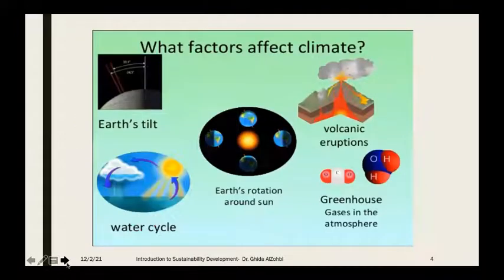There are many factors affecting climate. Some of these factors are natural factors and some of them are human factors. The natural factors are the earth tilt, the water cycle, the Earth's rotation around the sun, and the volcanic eruptions. However, the human factors are the emission of greenhouse gases.